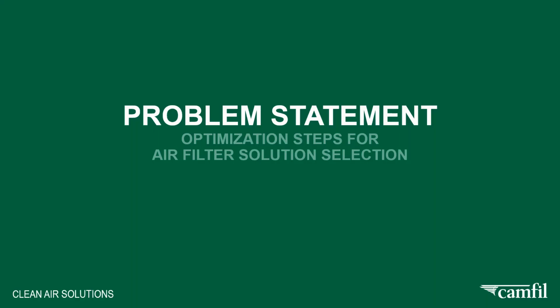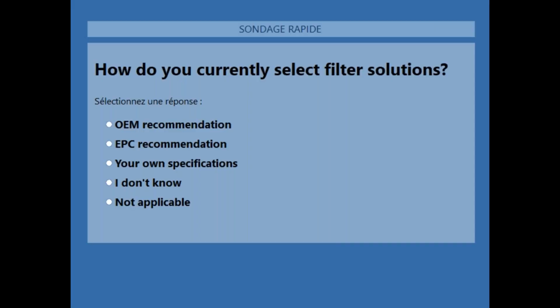Jim, before actually going into our problem statement and explaining a little bit which kind of optimization steps are needed for getting the right air filtration solution, we would like to start for the audience to answer a question. So we have a small poll question to answer for you. And the question here is, what do you currently use to run or select your filter solutions?